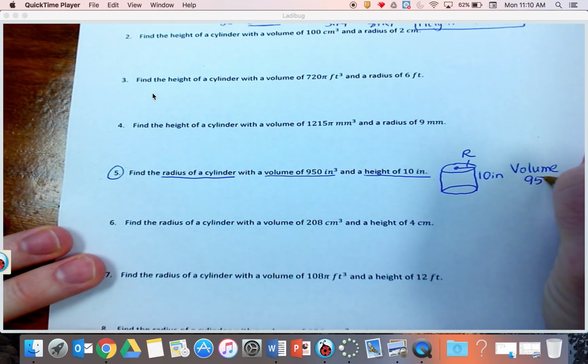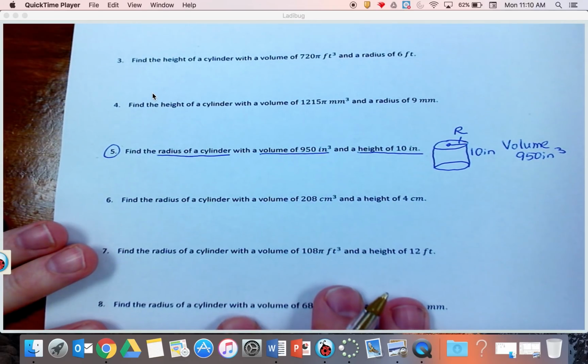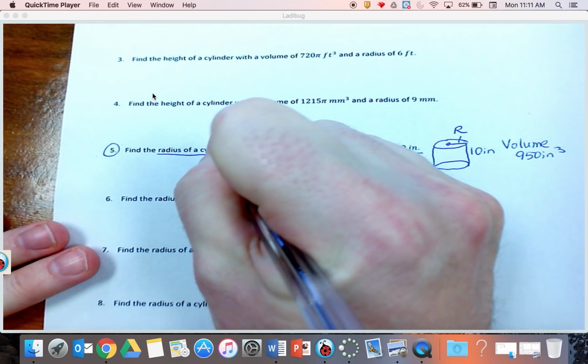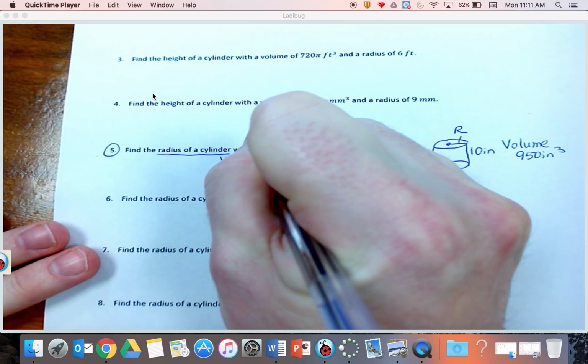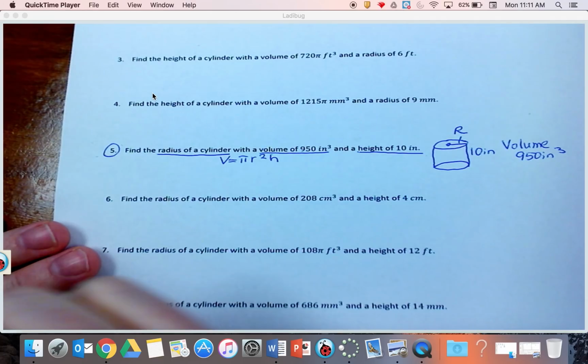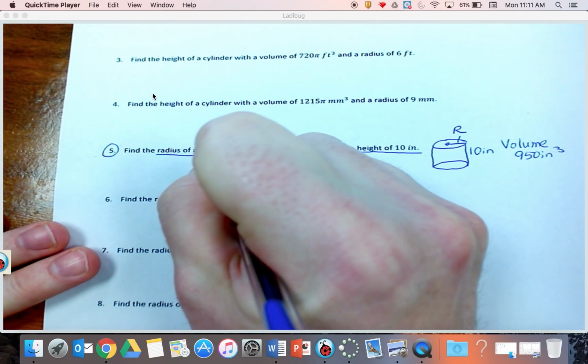and it has a volume of 950 cubic inches. So I can solve this question by just plugging in what I know and using my math to solve for the radius. So I'm going to write down my equation. Volume equals pi times r squared times h. Fill in what I know. The volume I know is given to me at 950.